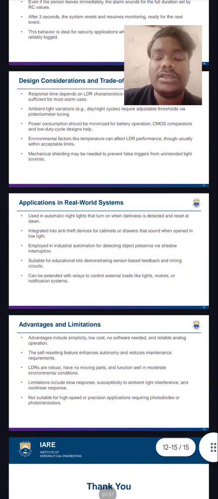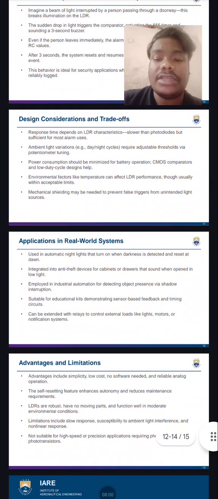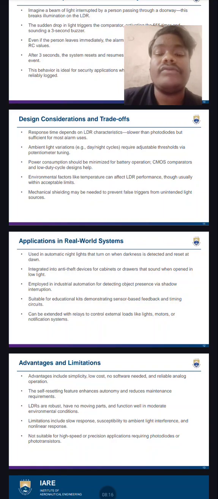Design considerations and trade-offs. Response time depends on LDR characteristics, slower than photodiodes, but sufficient for most alarm uses. Ambient light variations require an adjustable threshold via potentiometer tuning. Power consumption should be minimized for battery operation. CMOS comparators and low duty cycle designs help. Environmental factors like temperature can affect LDR performance, though usually within acceptable limits. Mechanical shielding may be needed to prevent false triggers from uninterrupted light sources.